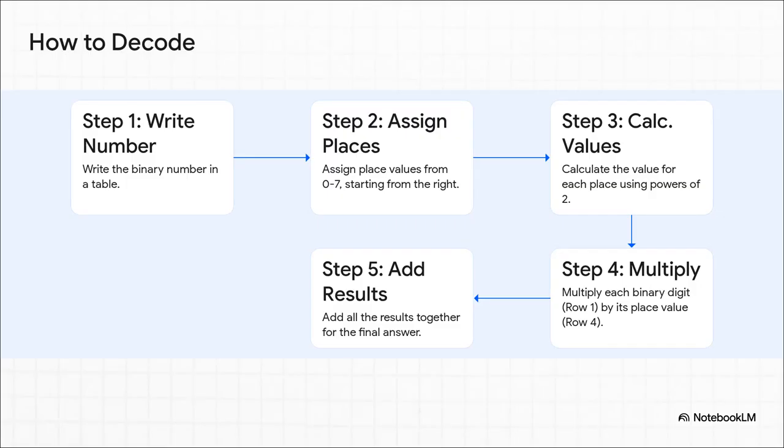So here's the game plan, and it's actually pretty simple. We only care about the columns where the binary digit is a 1, where the switch is on. If there's a 0 in a column, we just ignore it completely. So we just find all the on switches, grab their place value from the bottom of our table, and add them all up. That's it.